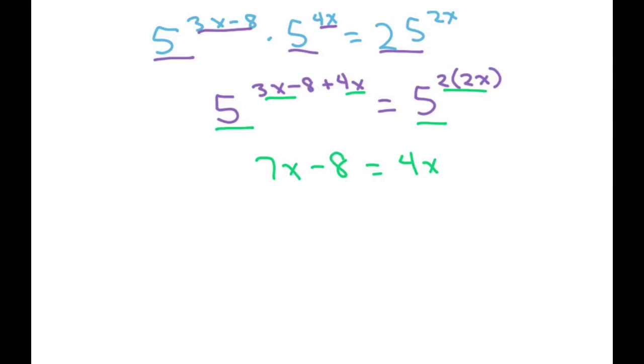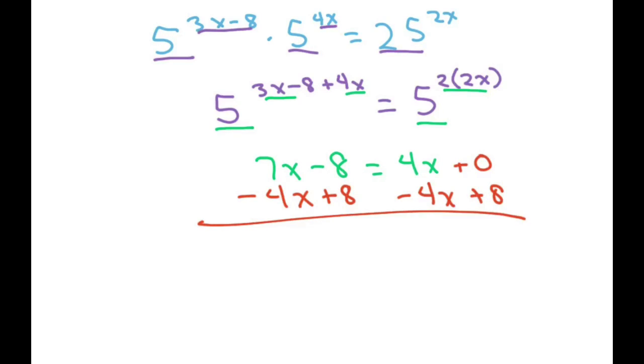So I'm going to do multi-step. I'm going to subtract 4x from both sides, and I'm going to add 8 to both sides. I can write this as plus 0 if I want. So this will cancel and this will cancel. So I get 3x equals 8. So x equals 8 over 3.